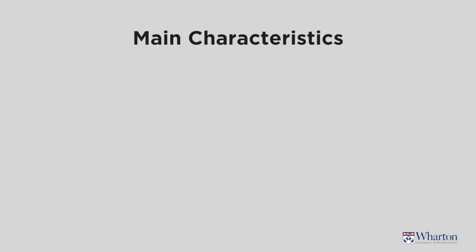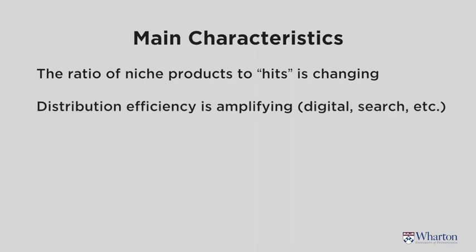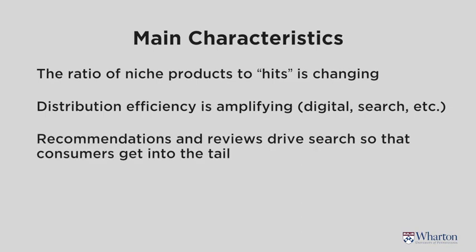So let's continue with those ideas. What are the main characteristics of the long tail that we have here on the slide? So first of all, the ratio of niche product sales to big hit sales is changing. Now there's more demand coming from all of those niche products being added together. The distribution efficiency is also changing. You can now get access, particularly to content type products, on tablets and also mobile phones. In terms of being able to find your way into the long tail, that's where consumer reviews and so on come in. And we're going to be talking more about reviews in a subsequent discussion.